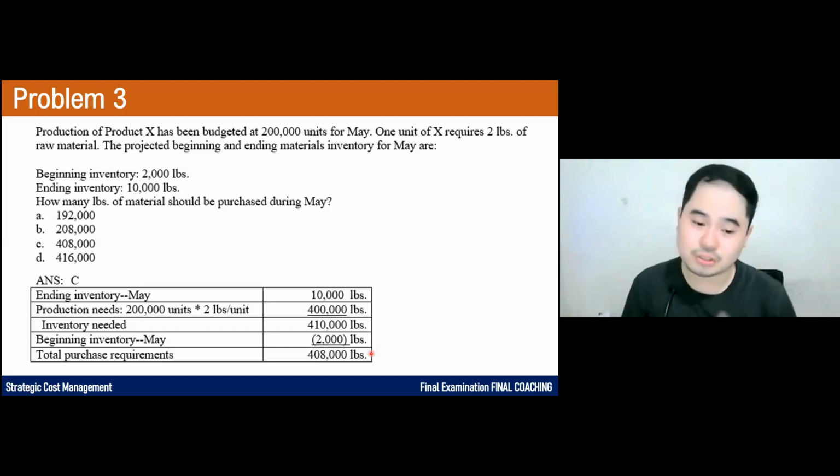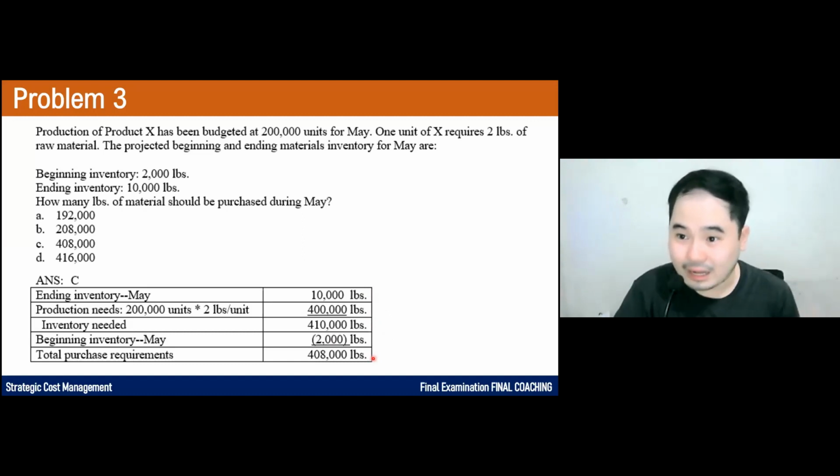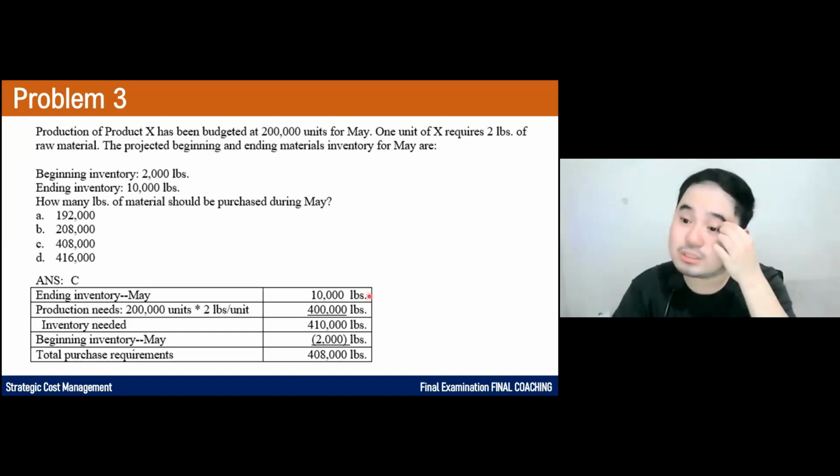Okay? Hindi nyo kailangan magkabisado or magkabisote ng formula. Kasi ganito nyo lang siya i-explain. Meron na akong gustong matirang 10,000. Tapos ang kailangan kong gamitin sa production, 400,000. So all in all, ang kailangan ko 410. Meron pa akong 2,000 dyan. So hindi ko kailangan bumili ng lahat ng 410. May 2,000 pa ako dyan eh. Yung 408 lang yung bibilin ko para makuha ko yung 410. Yung 410 na yan, 400 gagamitin ko. 10,000 turnover ko next period. Ganun lang. Explain nyo siya sa sarili nyo.